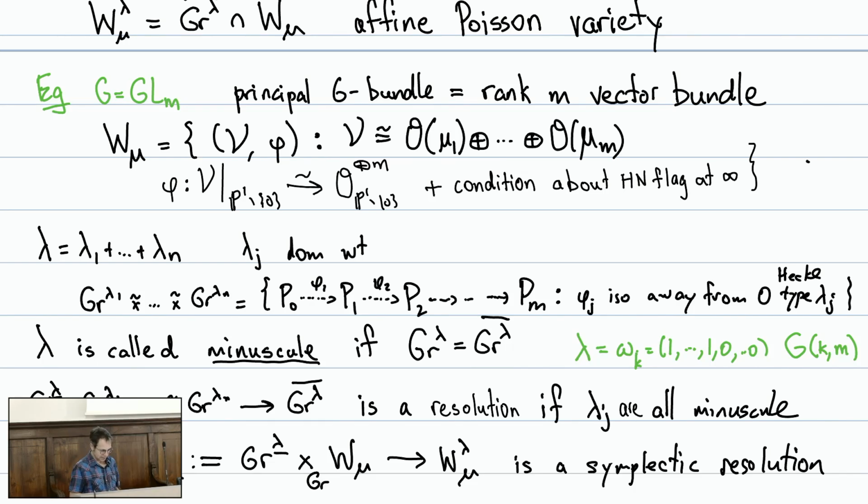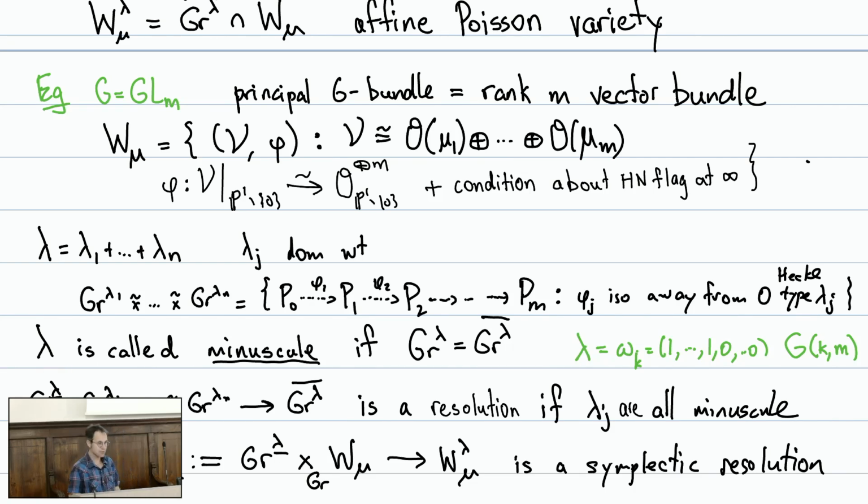Okay, and it'll be very important for us that there's a special subset of these lambdas which are particularly nice, which are called the minuscule ones. And when lambda is minuscule, Gr^lambda and its closure coincide. So typically, you can take the closure of this Gr^lambda, you get some union of smaller Gr^mu's, but sometimes Gr^lambda is already closed. And this happens when lambda is minuscule.